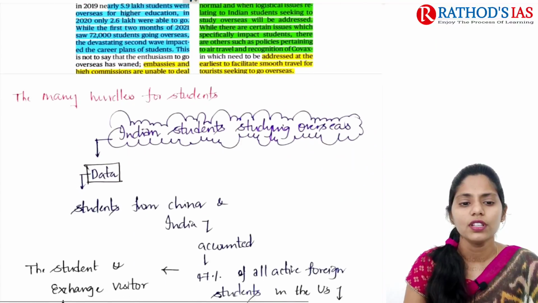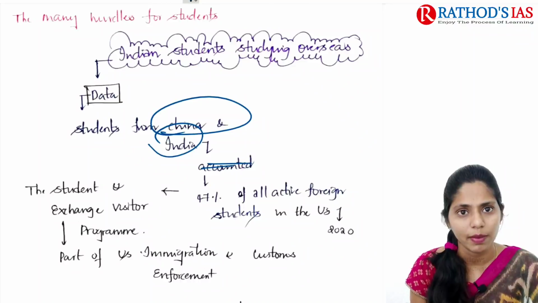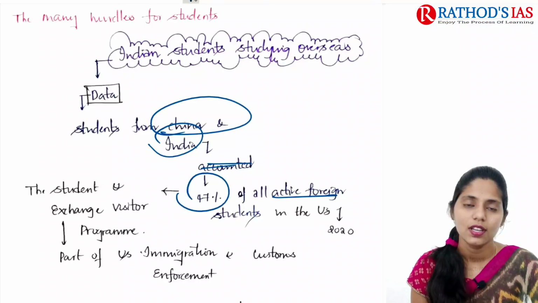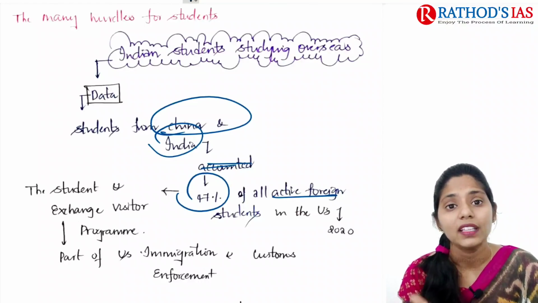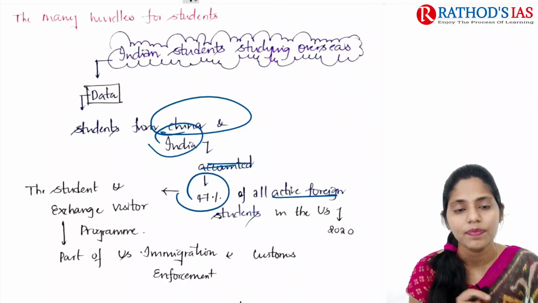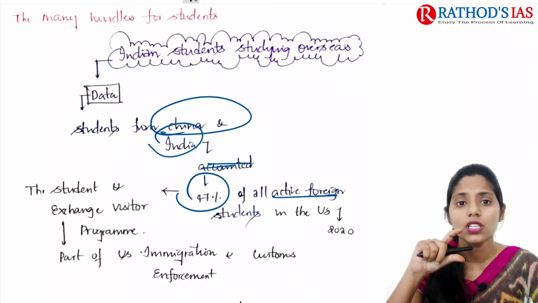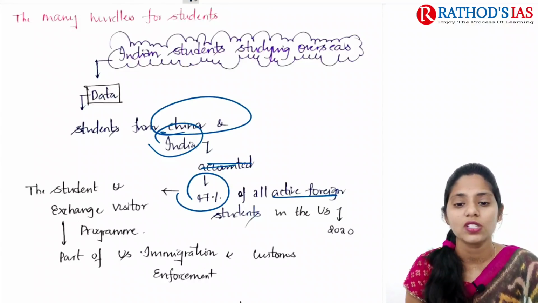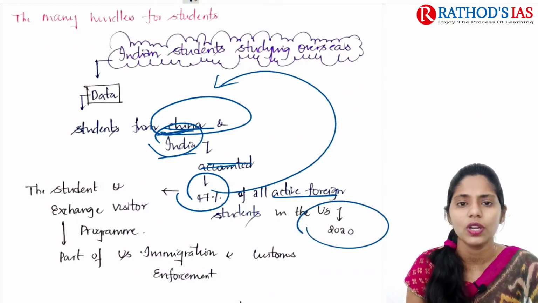Okay, so if you see the data, it mainly says that students from China and India accounted for about 47% of all active foreign students in the US. This is as per 2020 data, which is released by the Student and Exchange Visitor Program, which is part of US Immigration and Customs Enforcement. So this US Immigration and Customs Enforcement came up with this data. It mainly says that 47% of active foreign students are coming from China and India. So this is according to 2020 data.